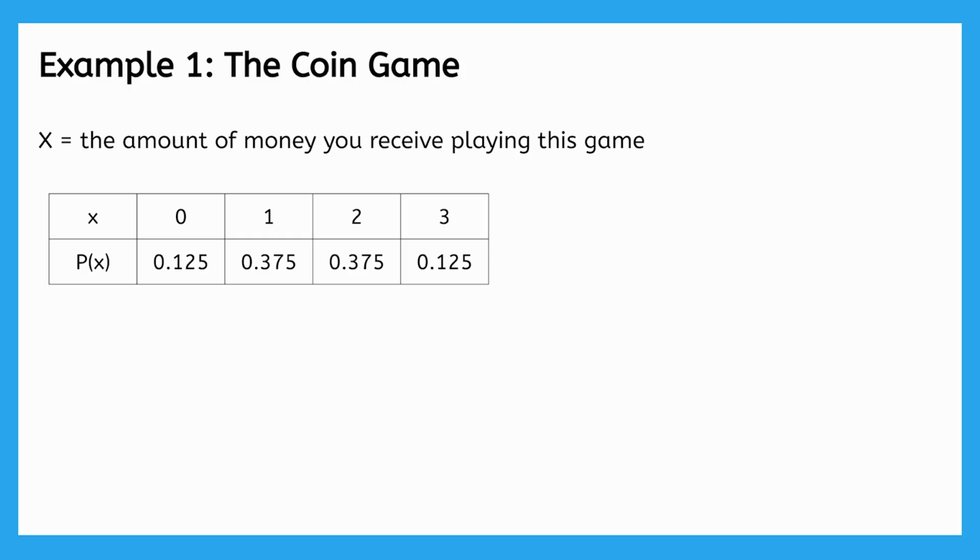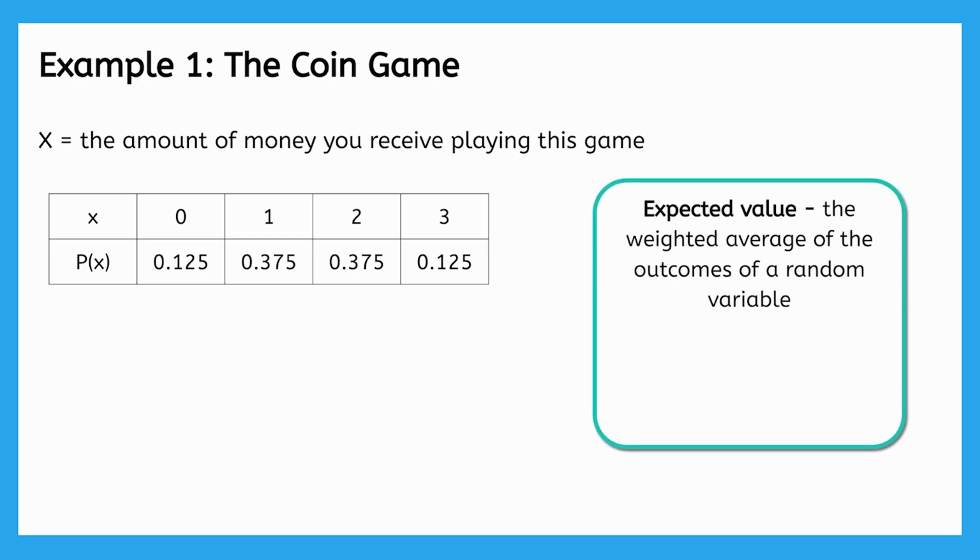The average of a probability distribution is also called the expected value. The expected value is the weighted average of the outcomes of a random variable. It tells us what outcome we'd expect to occur over a long period of time or large number of trials. Mathematically, the expected value is calculated by summing each possible outcome multiplied by its probability.